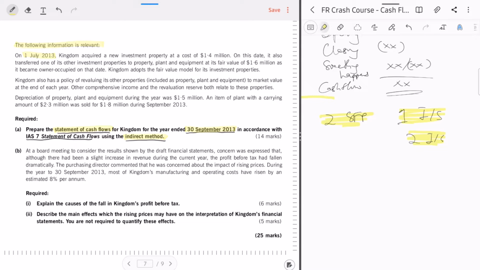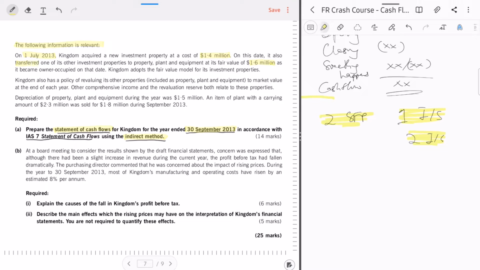So if they are saying that on 1st July 2013, they acquired a new investment property, you can clearly see what? It is within the same financial year, actually just 3 months before year end. So just July, August, and the month of September. So roughly 3 months. They acquired a new investment property at a cost of $1.4 million. On this same date, it also transferred one of its other investment properties to property, plant, and equipment at its fair value of $1.6 million.